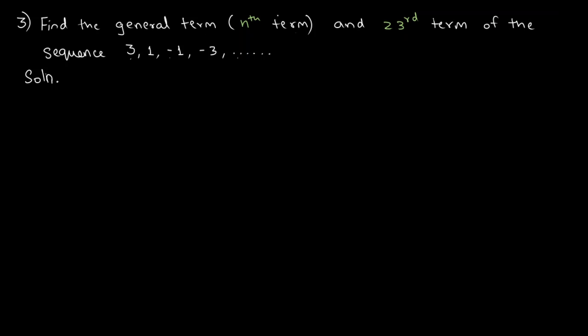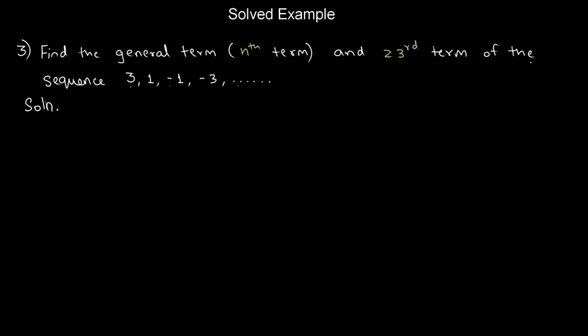Find the general term, which is the nth term, and the 23rd term of the sequence 3, 1, minus 1, minus 3, and so on. The sequence given to us here is an arithmetic progression, and first let's figure out the parameters of the said progression. The first term, denoted by a, is 3, as you can see. The common difference, for which we use the variable d, is the difference between any two consecutive terms.